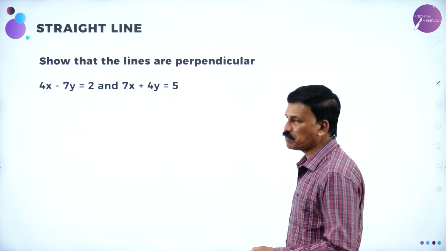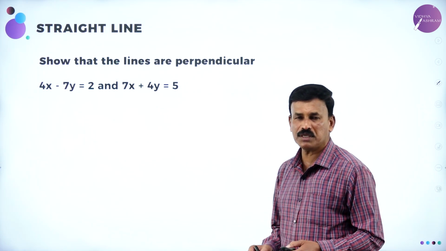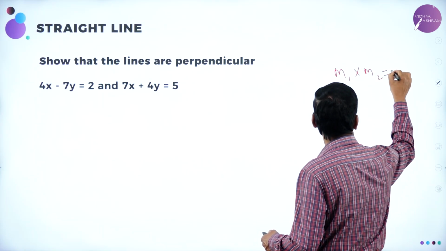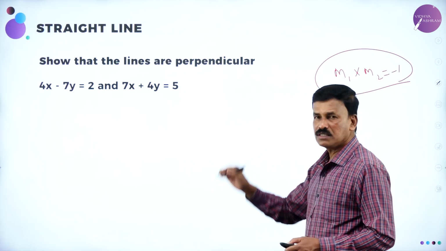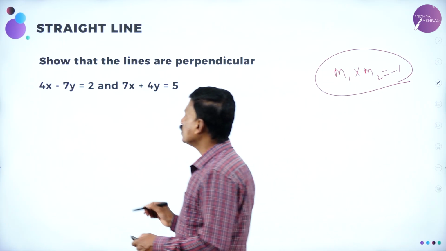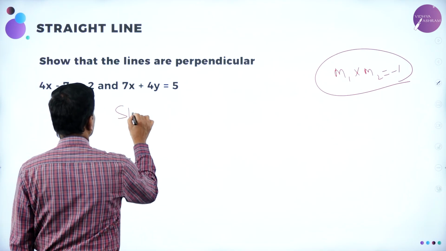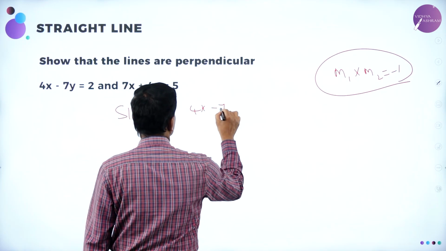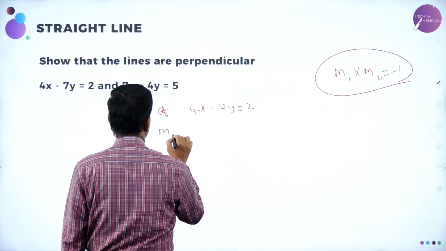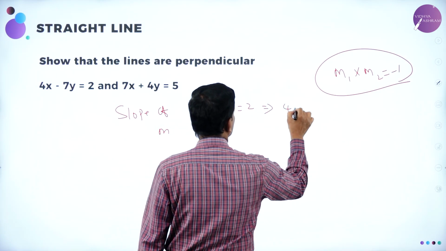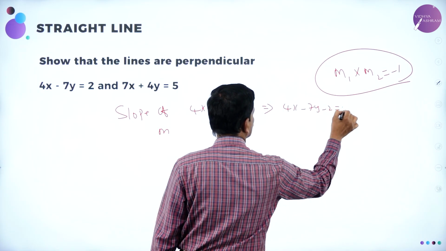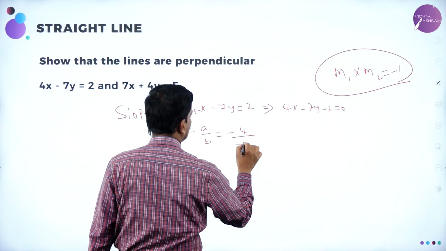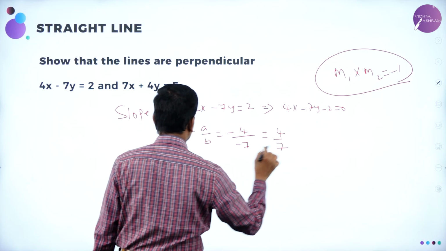Show that the lines are perpendicular. As I told, what is the condition for perpendicularity? Product of slopes is equal to minus 1, m1 into m2 is equal to minus 1. Verify whether it will satisfy this condition or not. Now for the first line, 4x minus 7y is equal to 2, that is 4x minus 7y minus 2 is equal to 0. m1 is equal to minus a by b, minus 4 by minus 7, that's equal to 4 by 7.